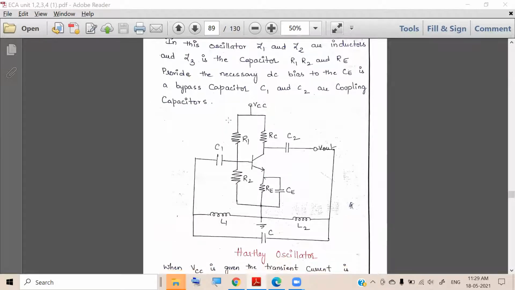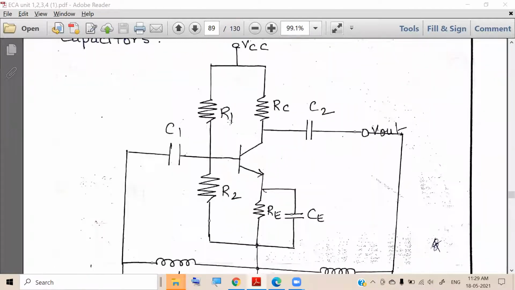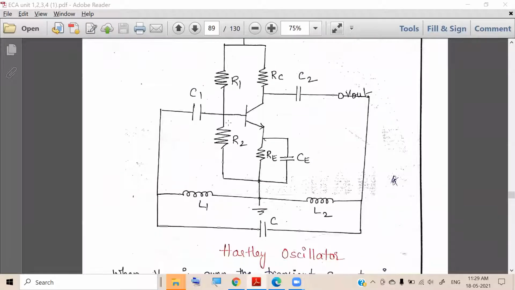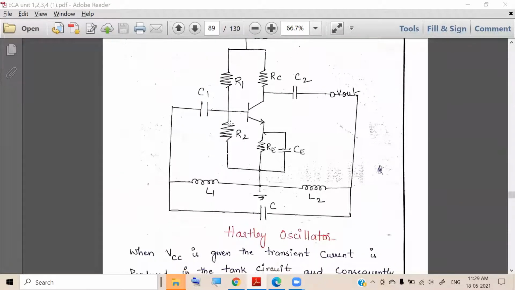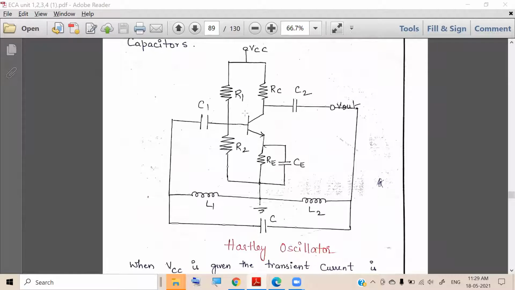This is the circuit diagram for the Hartley oscillator. This particular part of the circuit is the amplifier block. We have two blocks basically, the amplifier block and the feedback block. In the amplifier block, we are making use of a common emitter amplifier.